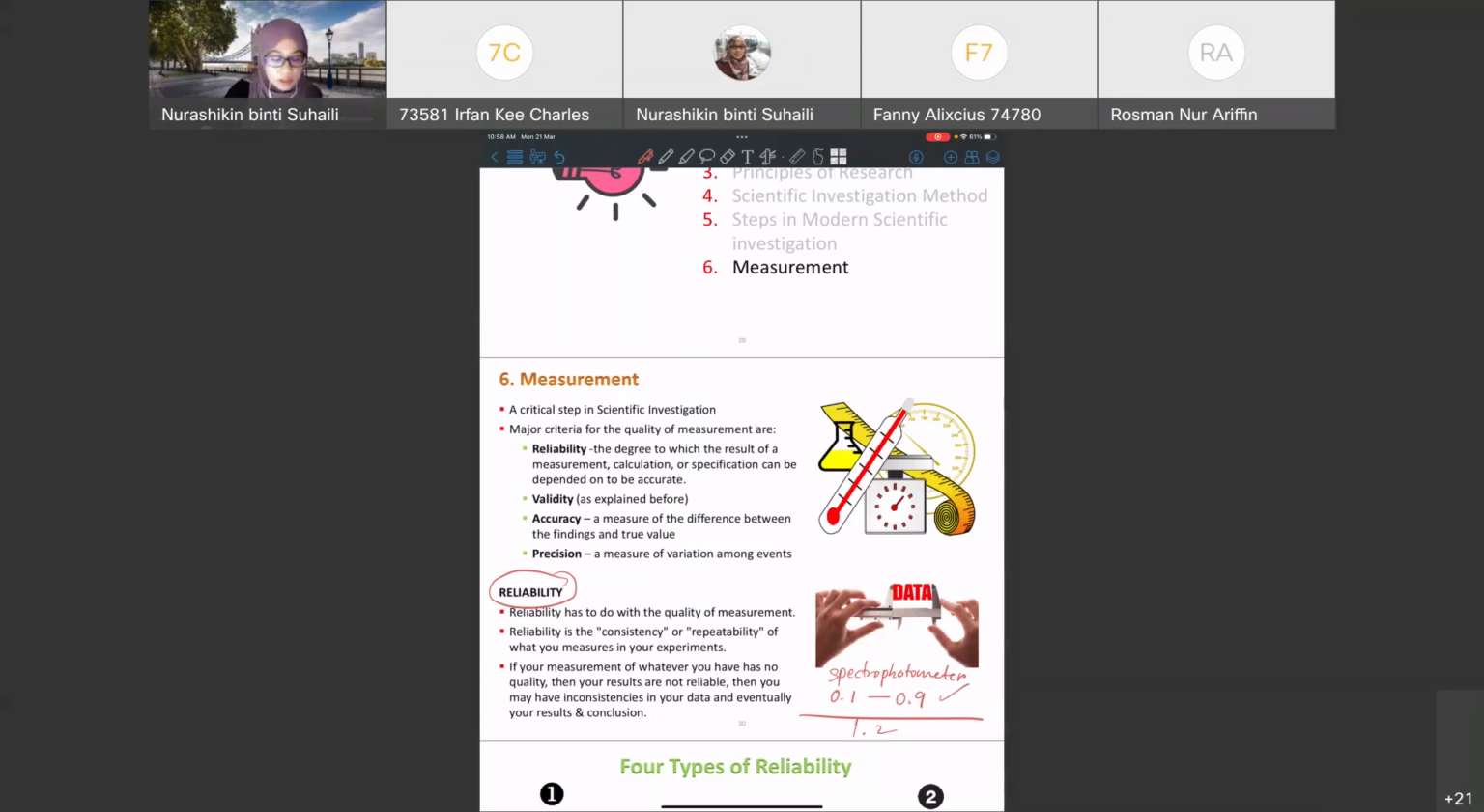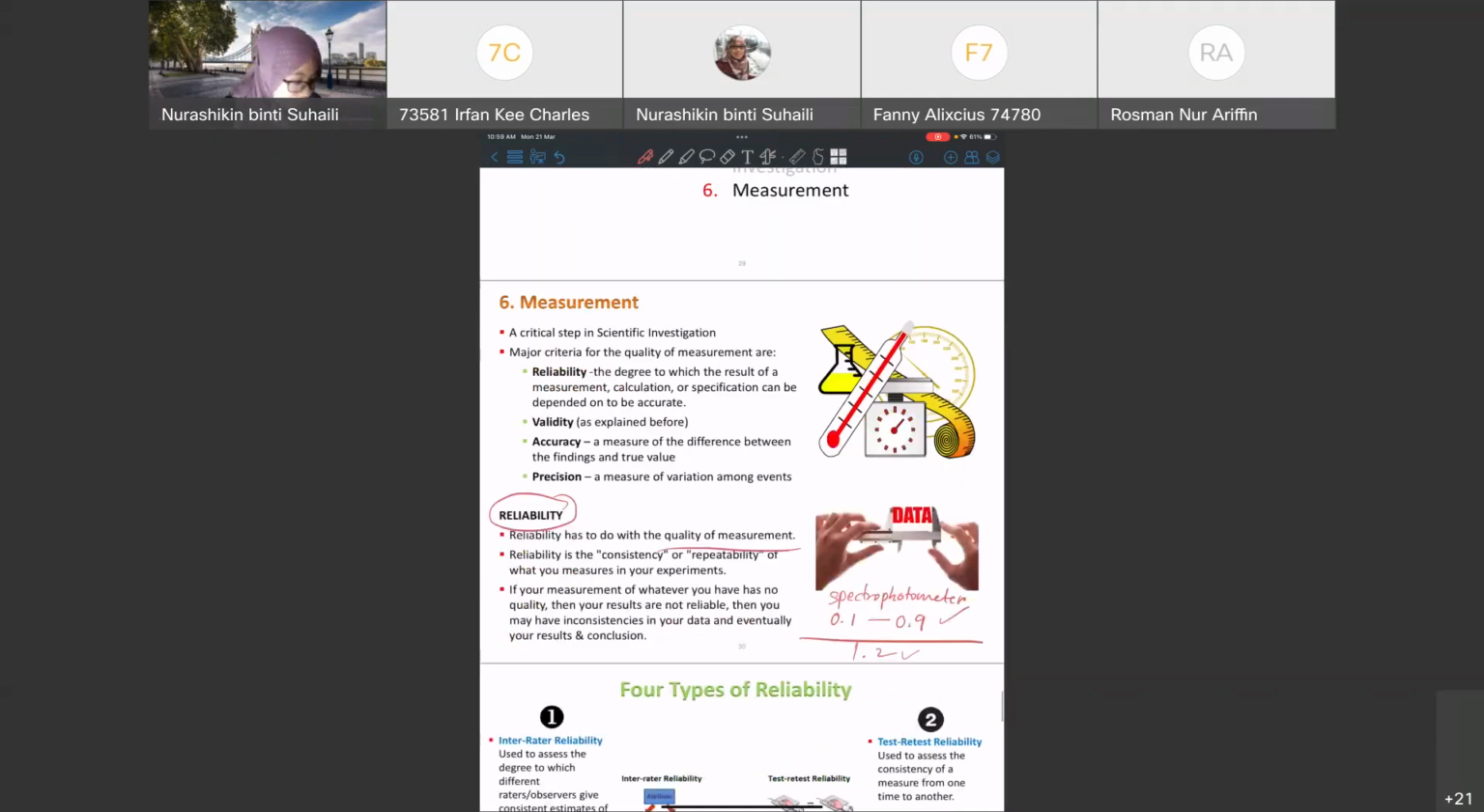Okay, so let's say kalau you tak tahu yang reliability, the range of this, and you just accept je 1.2 ni, sedangkan 1.2 tu tak accurate, you have to do something on your samples, you have to dilute actually. So that's the importance of knowing the reliability of the equipments, the quality of the measurement. Okay, I think you know that lah.